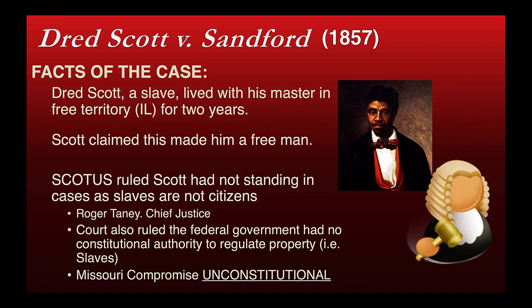Wait, Lennox, how did you get there? Bear with me. The Missouri Compromise in 1820 basically regulated where slaves could be and couldn't be. And in that sense, the government is regulating what people could do with your property. You can take your property to Missouri, but you can't take it north of that. And Taney and his court said, the government cannot say that. So the Missouri Compromise is unconstitutional.